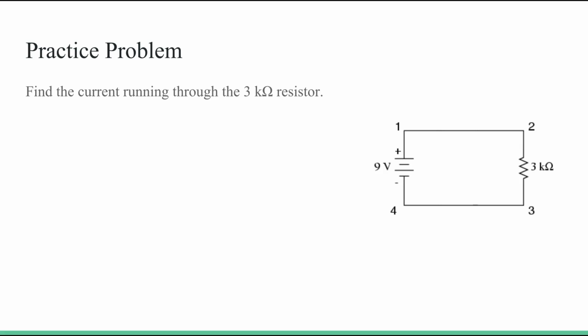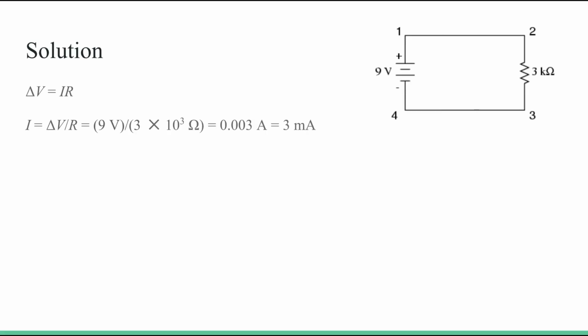Find the current running through the 3 kilo-ohm resistor. Kilo is 1,000, so 3,000 ohms. You have delta V equals IR, so you can solve for I. I equals delta V over R equals 9 volts divided by 3 times 10 to the 3 ohms, or 3,000 ohms, and you get 0.003 amperes or 3 milliamperes. I just changed the unit prefix, adding milli, so either of these two answers can work.